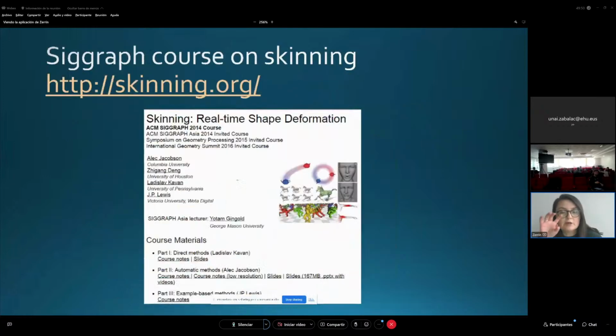I will not go very much into the details of skinning, so it's a topic by itself, but if you have further interest in this topic, I would like to refer you to this excellent course that covers both the direct methods such as linear blend skinning, but also more automatic and data-driven methods for skinning.